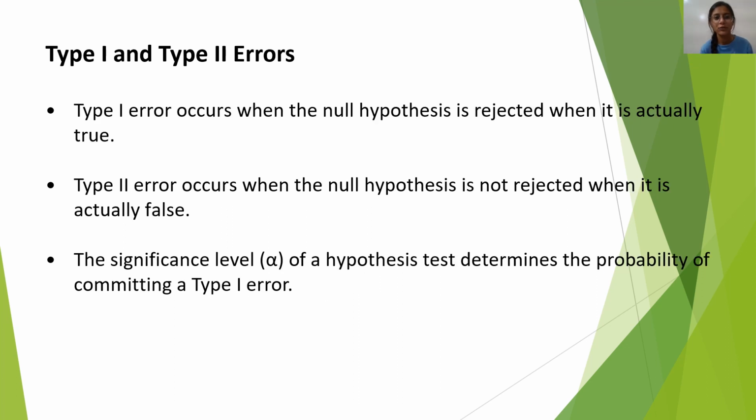Let us see about type 1 and type 2 errors. Type 1 error occurs when the null hypothesis is rejected when it is actually true. Type 2 error occurs when the null hypothesis is not rejected when it is actually false. The significance level of a hypothesis test determines the probability of committing a type 1 error.